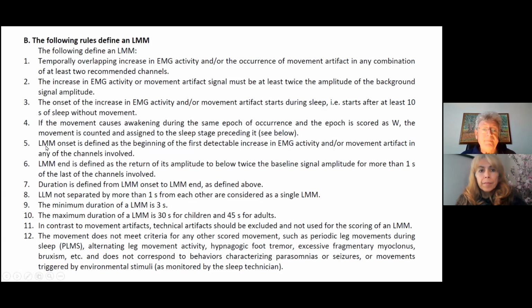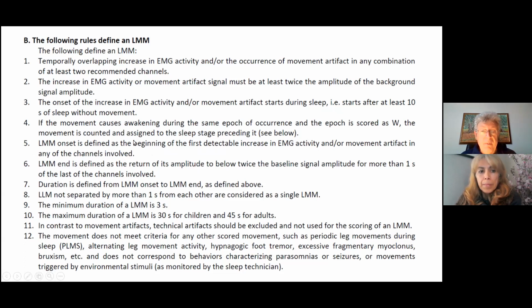Then the large muscle group movement onset is defined as the beginning of the first detectable increase in EMG activity and or movement artifact in any of the channels involved, and the end similarly is defined as the return of the amplitude to below twice the baseline signal amplitude for more than 1 second of the last of the channels involved.